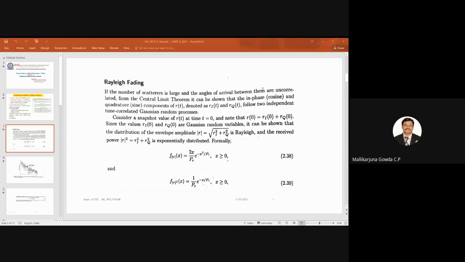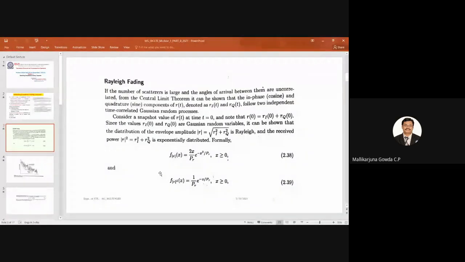Gaussian distribution you are aware of, right? Similar to that, it is another distribution, Rayleigh. Is this equation clear? Amplitude and power: amplitude is Rayleigh distributed and power is exponentially distributed.